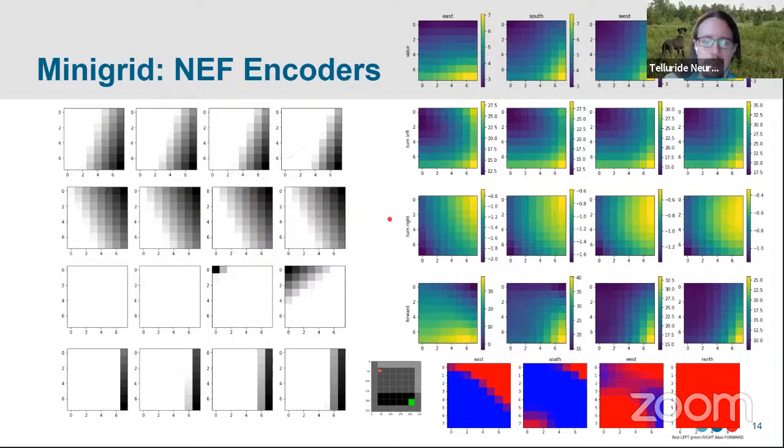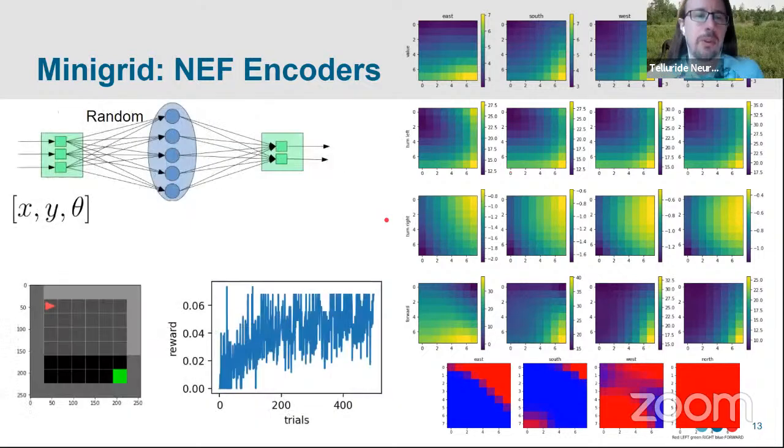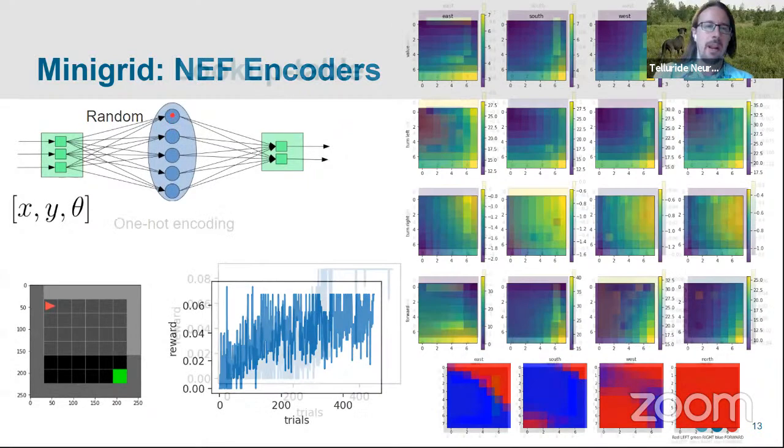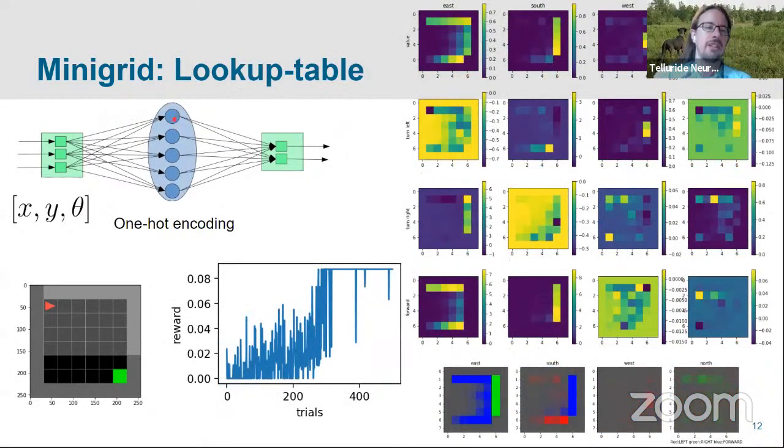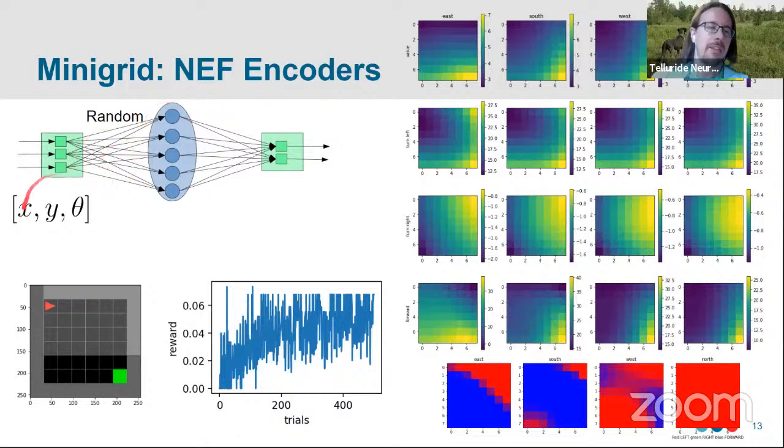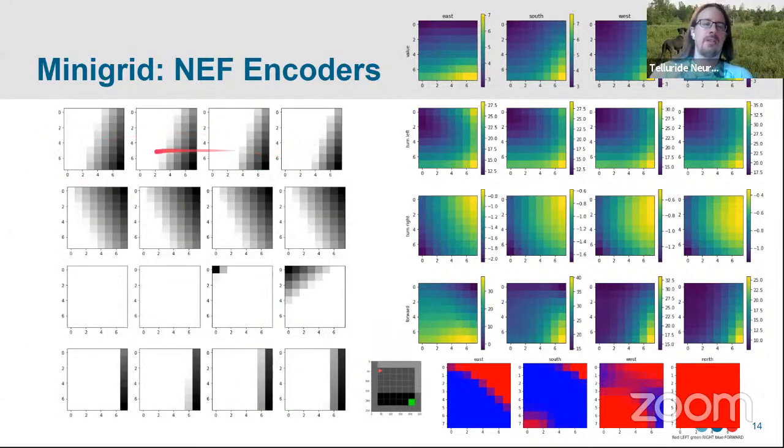Another way to look at what's happening there is to look at what those individual neurons are sensitive to. In the lookup table case, each neuron is sensitive to one particular input pattern or one particular state. If I take a look at this random case, where I'm just taking state as a bunch of values feeding into a set of connection weights, I'm going to get neurons that tend to look like this. So these are four different neurons. Again, north, east, south, west are the different facings.